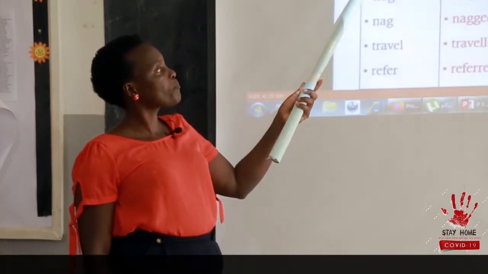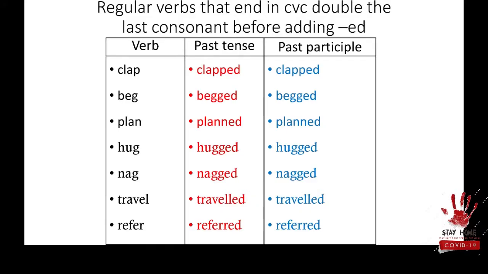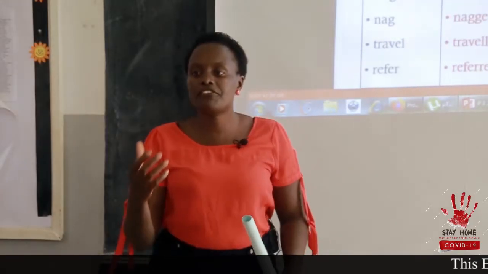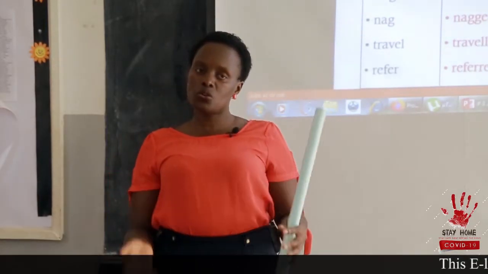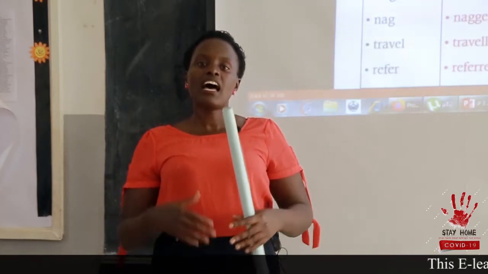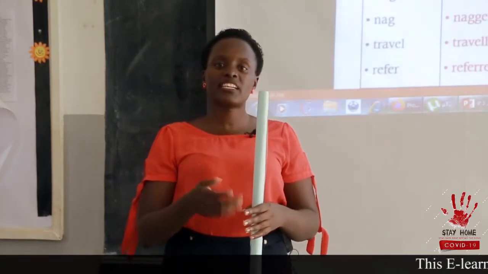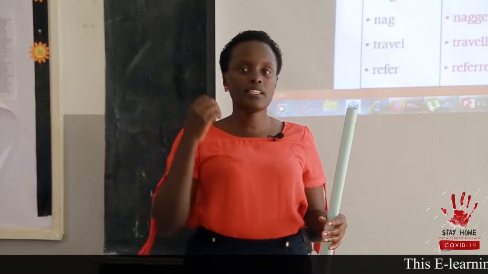Beg. G is also a weak sound. So to make it stronger, what do we do? We double it and beg becomes begged, even in participle, begged. He begged for mercy when he was taken to court. Anita begged me to share chicken with him. The verb is begged.